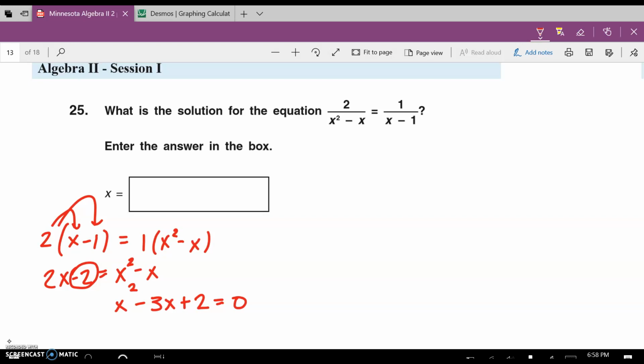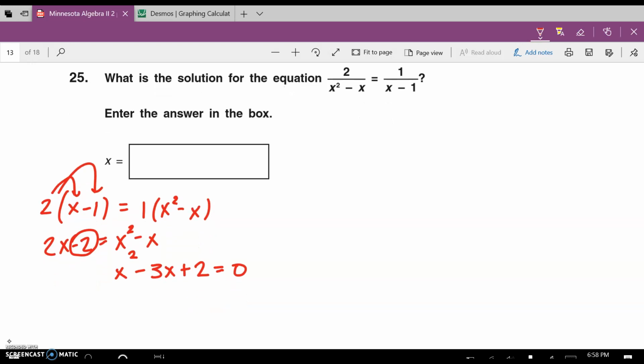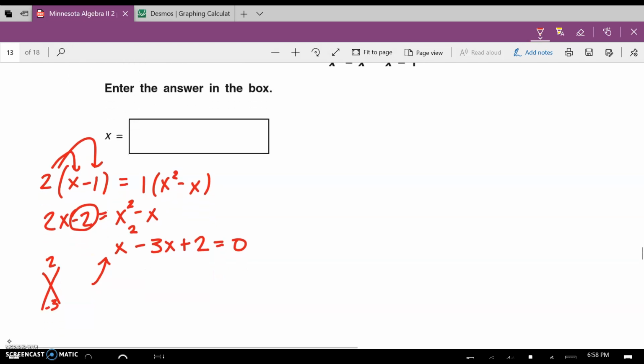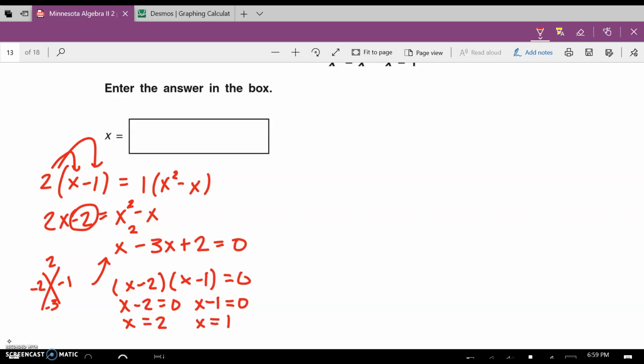So now since everything is equal to 0, this looks factorable, right? So since a is 1, I can draw an x. It's going to multiply to 2 and add to negative 3. That would be negative 2 and negative 1. So I'd have x minus 2 and x minus 1. Okay, it wants to know what x equals, so that means I'm going to have to set both of these equal to 0. So x would equal 2 and x would equal 1.